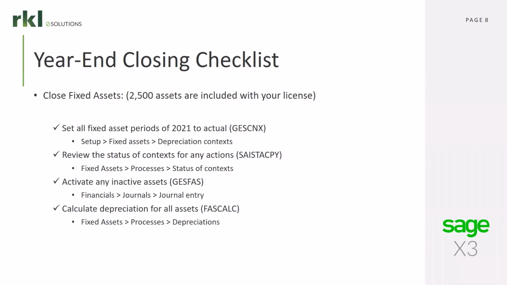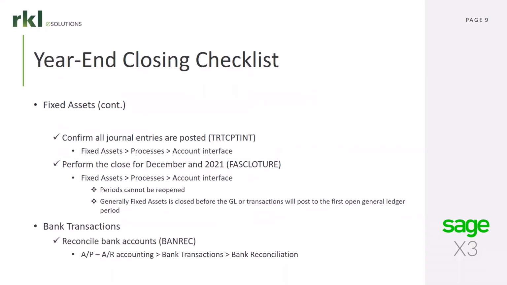In regards to closing your fixed assets, set all fixed asset periods of 2021 to actual, review the status of context for any actions, activate any inactive assets, and calculate depreciation for all assets. Confirm all your journal entries have been posted for fixed assets and perform the close for December and 2021. Just note that periods cannot be reopened and generally fixed assets is closed before the GL transactions will post to the first open general ledger period.